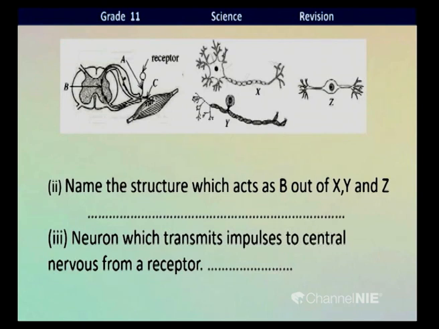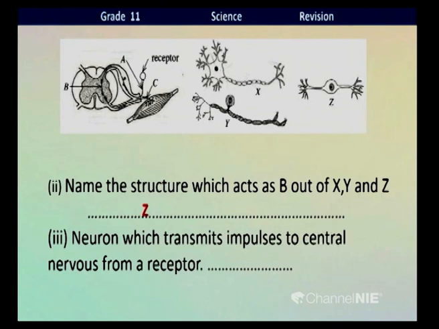Then B, whose cell body lies in the spinal cord or the central nervous system, must be the interneuron. Then out of X, Y, Z, which is the interneuron, children? Interneuron is Z. Here you can see, children, Z is the interneuron, X must be the motor neuron and Y must be the sensory neuron.